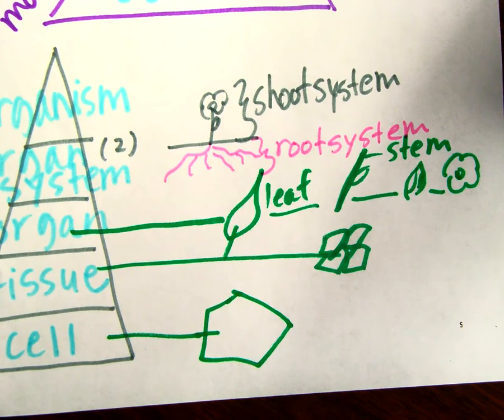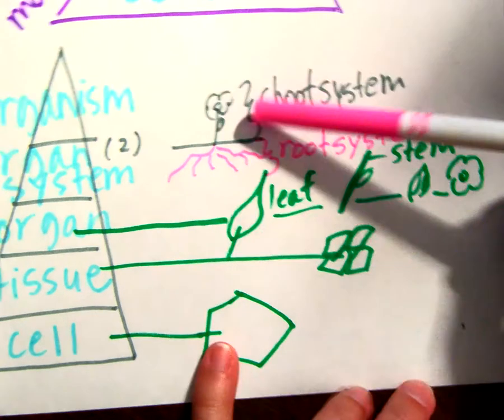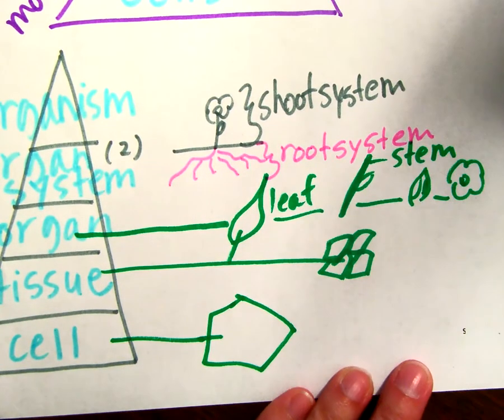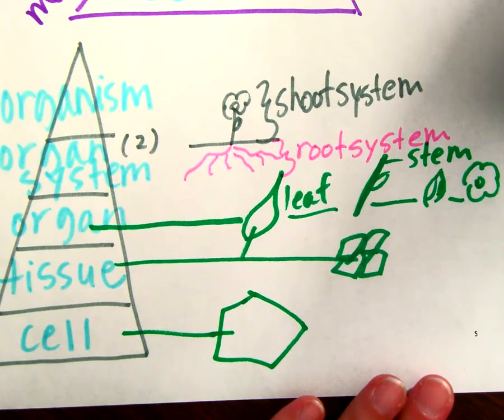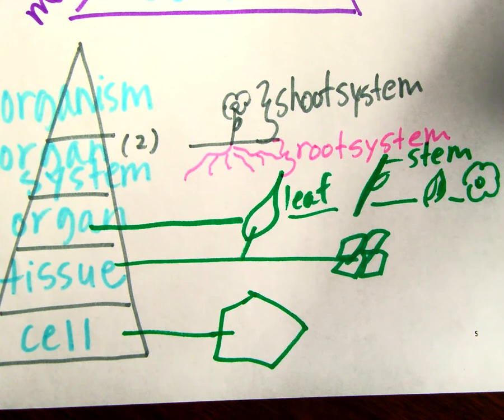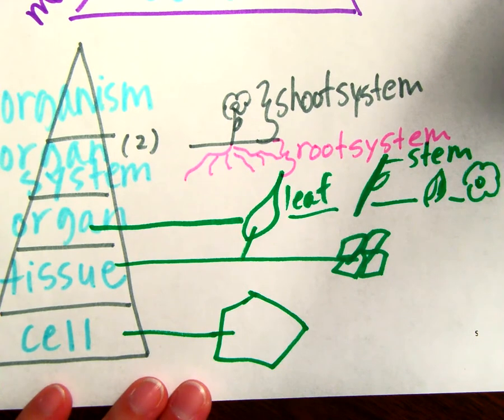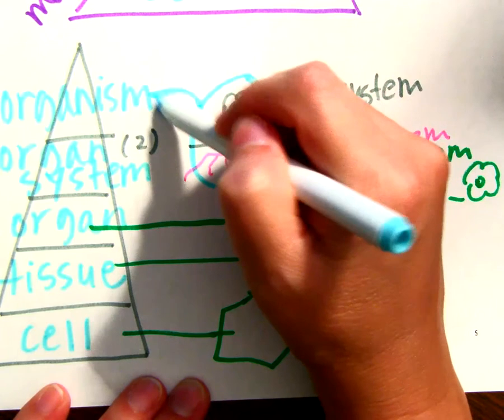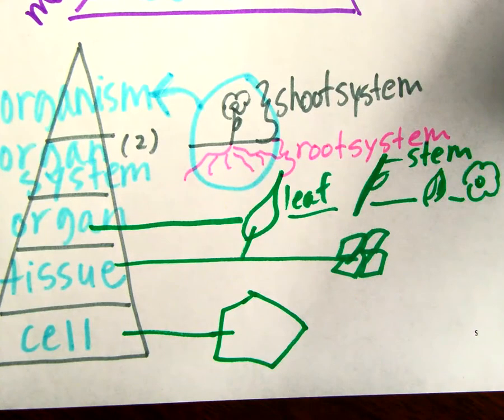Most animals like us, humans, cats, dogs, birds, fish, we have multiple organ systems. But for plants, there's just two. The top and the bottom. Shoot system at the top, root system at the bottom. Okay? And then when all systems are working together for the plant, so when both systems are working together, that's when we call it an organism.